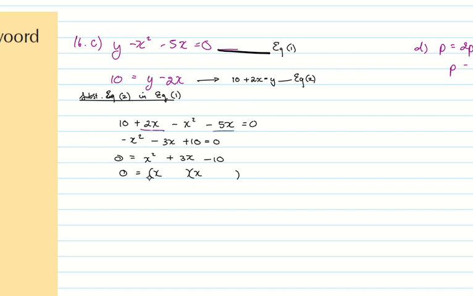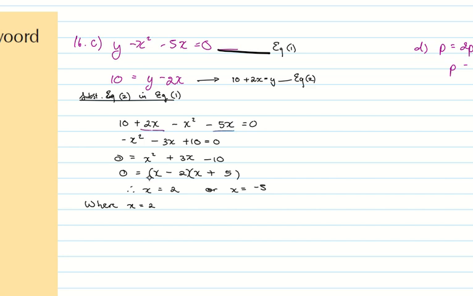So that is going to be 5 and 2. It's going to be plus 5 and minus 2. So therefore we can say x is equals to positive 2 or x is equals to negative 5. Now you don't have to do a lot, you can just say where x is equals to 2, we can substitute into equation number 2.